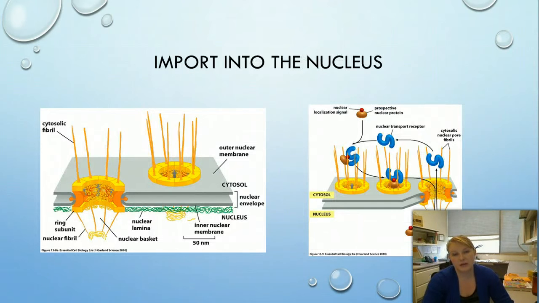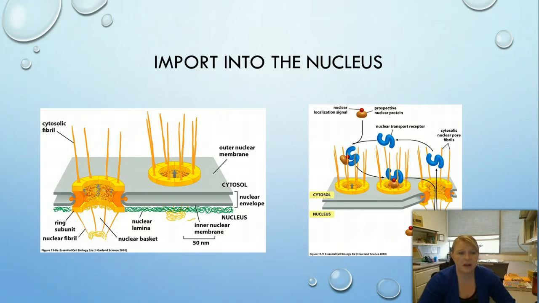All right, so let's start with importing into the nucleus. We've talked about the nuclear pores before when we talked about how mRNA leaves the nucleus. But now let's talk about how we get things into the nucleus, because obviously the nucleus needs different items, especially all those proteins we talked about when we talked about replication, transcription, translation. Those proteins are made in the cytosol and have to be imported into the nucleus.